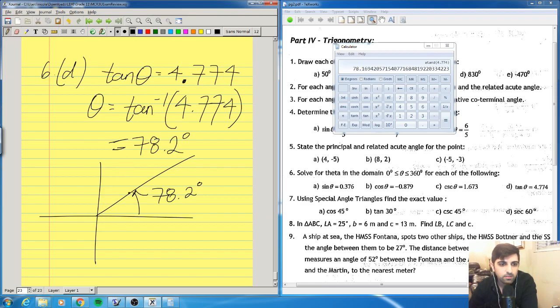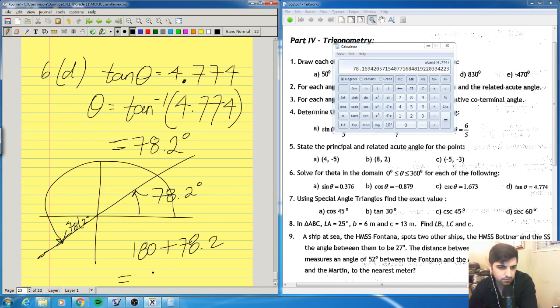But anyway, there's 78.2 degrees, and there's also tangent being positive here, right? So that means that this could be 78.2, which means that the other angle is 180 plus 78.2. So what is that? 258.2, I believe. Makes sense. Okay, so there's that.